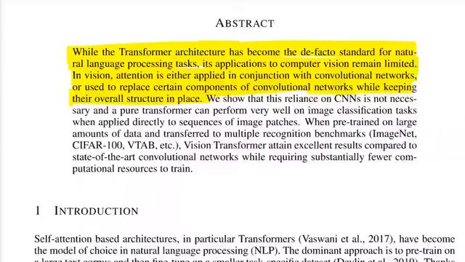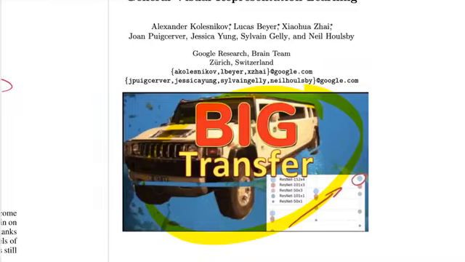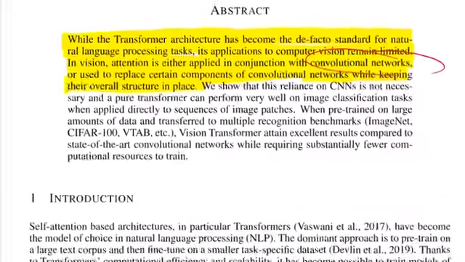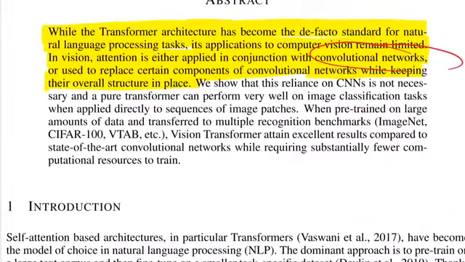In computer vision, convolutional networks have been so incredibly successful since AlexNet, and then of course ResNets being the major contributor there. I mean, even this Big Transfer paper right here, all it does is scale up ResNets and then feed in more data. So CNNs are extremely, extremely powerful in computer vision. We show that this reliance on CNNs is not necessary, and a pure transformer can perform very well on image classification tasks when applied directly to sequences of image patches.